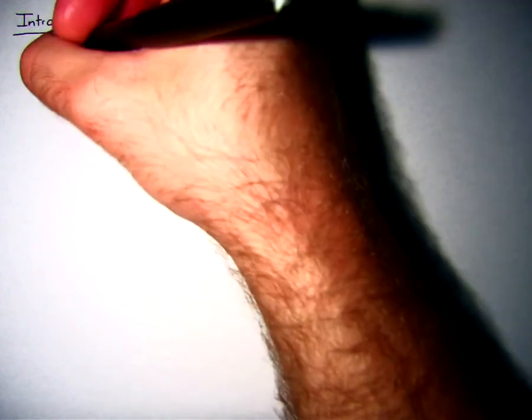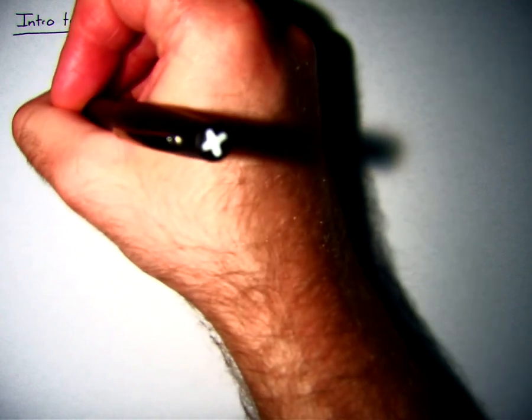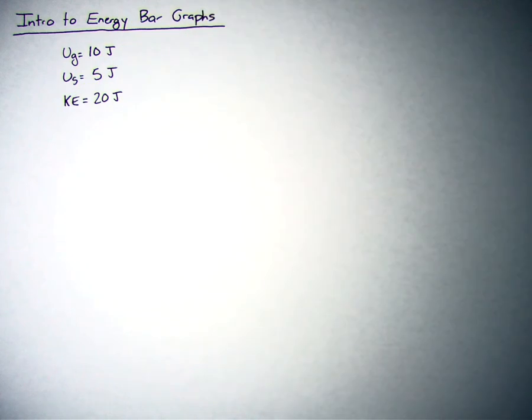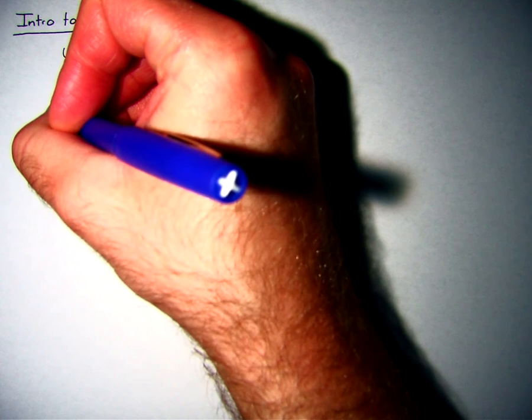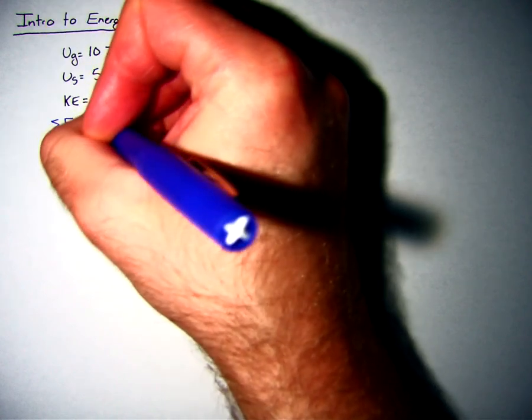So I just want to go through a quick example of an energy bar graph. You should be able to pick up on the concept very quickly. Let's just say in this scenario that we have a gravitational potential energy of 10 joules. Let's say we have a spring potential energy of 5 joules. And let's just say we have a kinetic energy of 20 joules. So we know from the law of conservation of energy that if we were to add up these different energies, we would have a total of 35 joules. So the sum of the energies would equal 35 joules in this case.